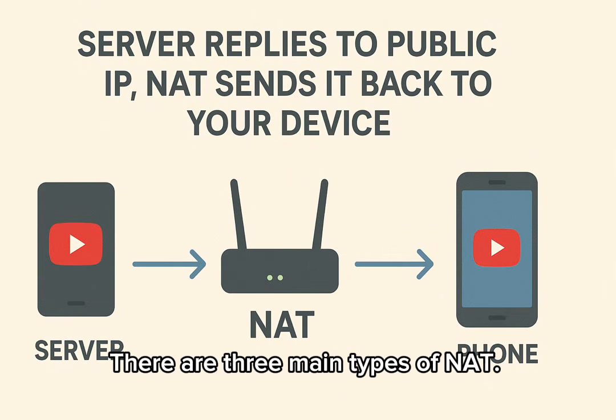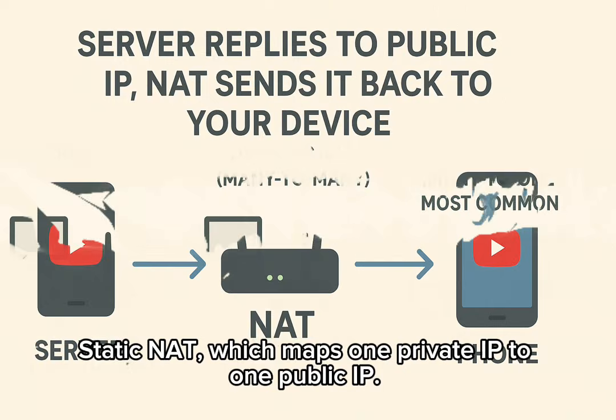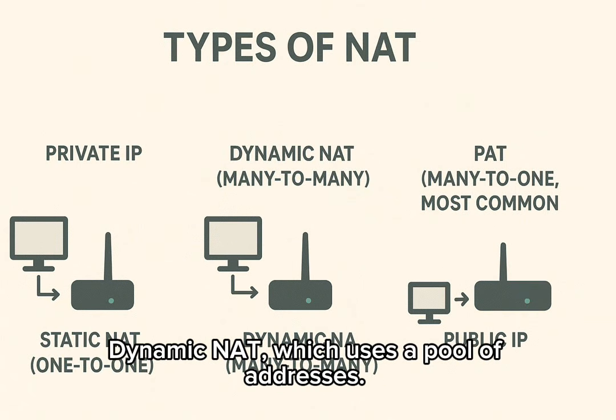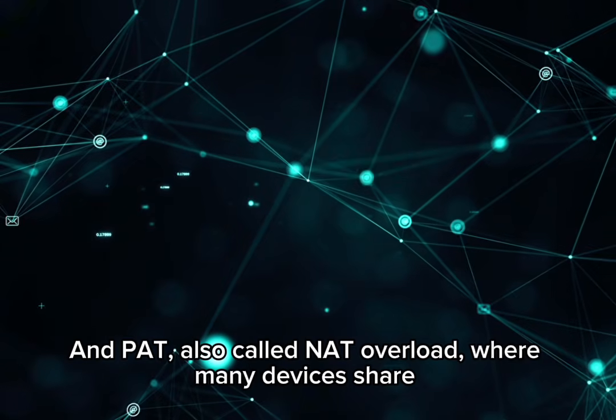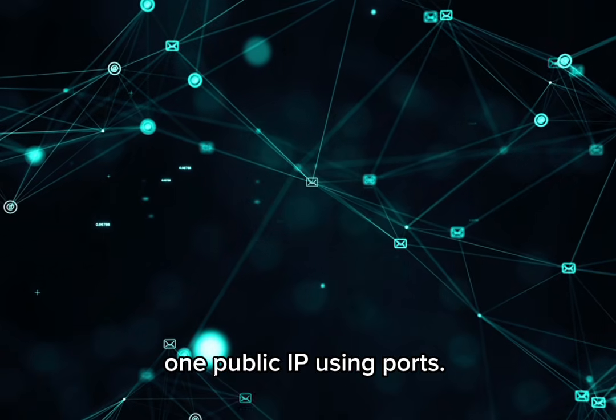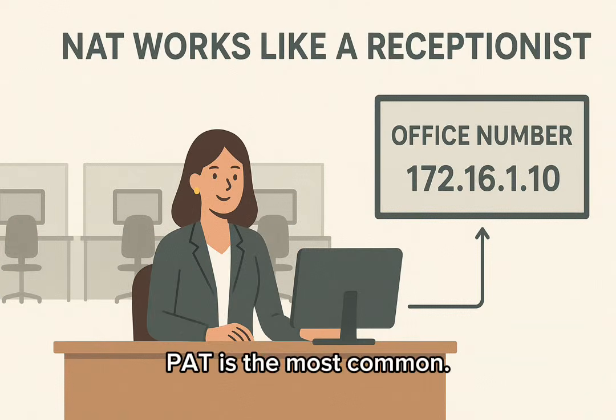There are three main types of NAT. Static NAT, which maps one private IP to one public IP. Dynamic NAT, which uses a pool of addresses. And PAT, also called NAT overload, where many devices share one public IP using ports. PAT is the most common.